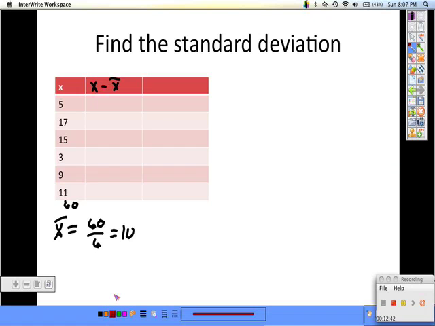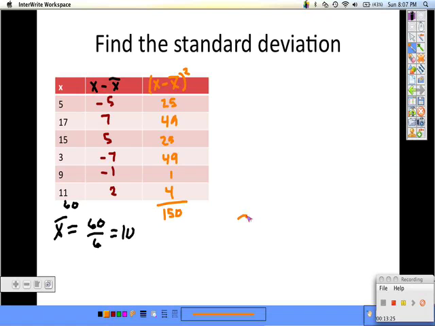So I'm going to take each one of these data values and subtract 10 from it. So negative 5, 7, 5, negative 7, negative 1, and 2. And then in the next column that I can add to this data, I'm going to do x minus x bar, that previous column, and I'm going to square it. So now I'm looking at 25, 49, 25, 49, 1, and 4, and then I'm going to add all these numbers up, which ends up being 150.